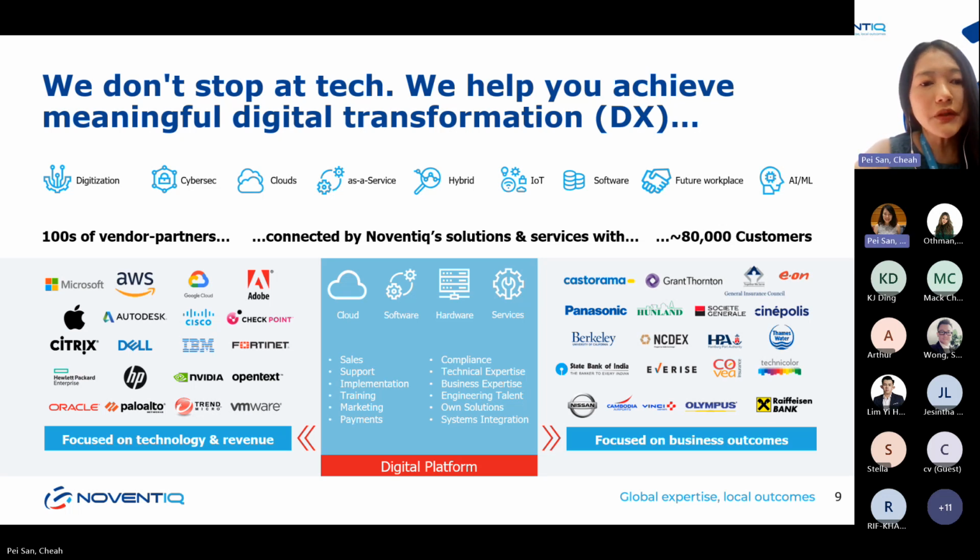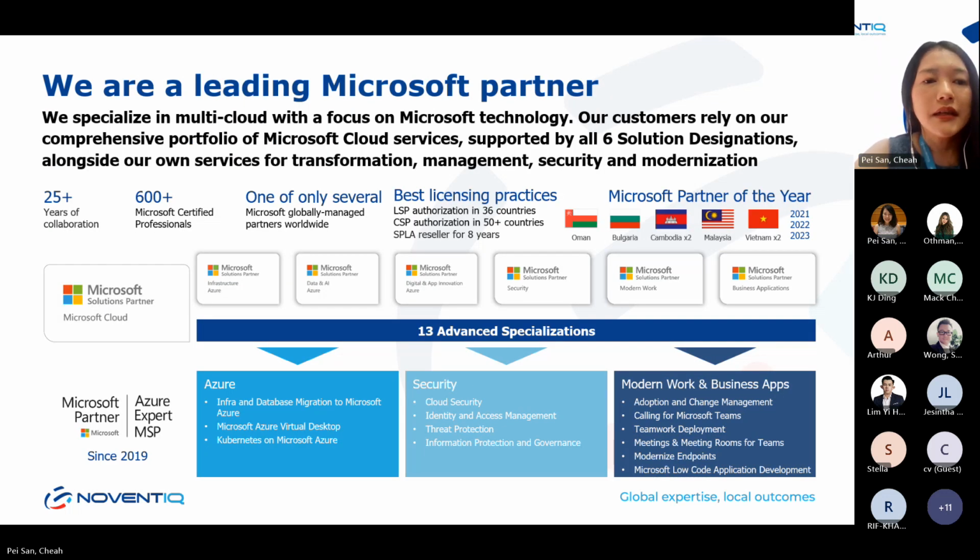And in order to further elevate our performance on Microsoft, here is how we can offer to you. Basically, we have gained 13 advanced specializations over Azure, security, modern work, and business apps, as shown on the screen. We are also an Azure Expert MSP partner, and we are a former Partner of the Year for Malaysia as well.